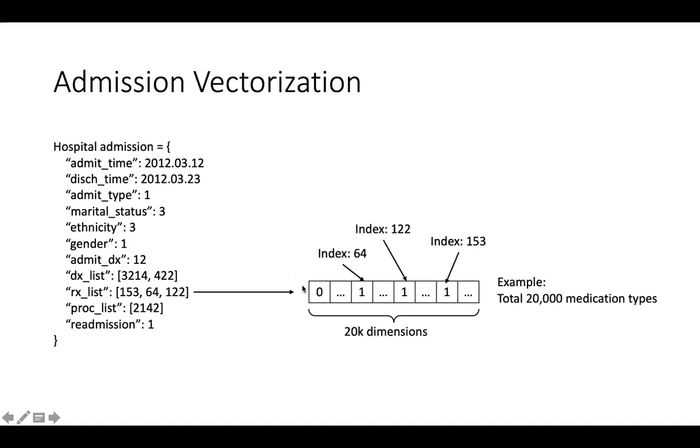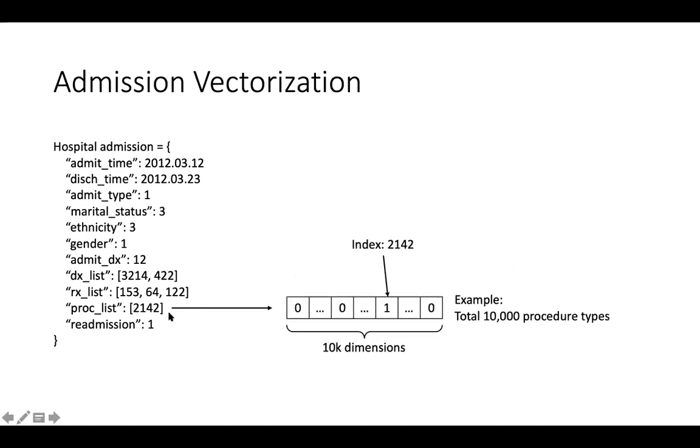Same with medications. There are usually about 20,000 medication types. So you need to prepare a 20,000-dimensional vector, and then you need to tick the 3 corresponding dimensions: 6,412, 2,215, 3. Again, a really extremely sparse vector. Same with procedure list. Again, assuming there are 10,000 procedure types, you prepare a 10,000-dimensional vector, and then you tick 1 element that corresponds to 2,142.